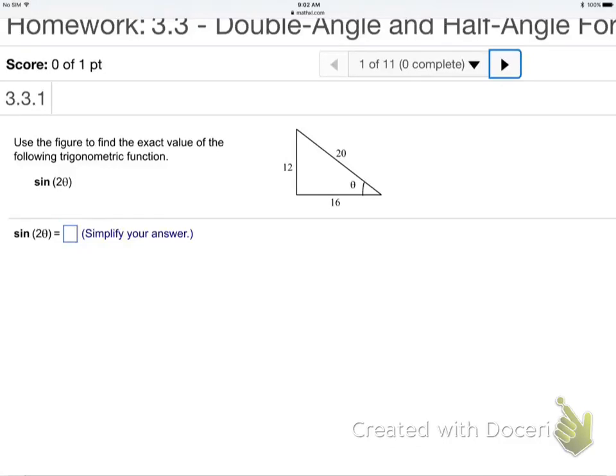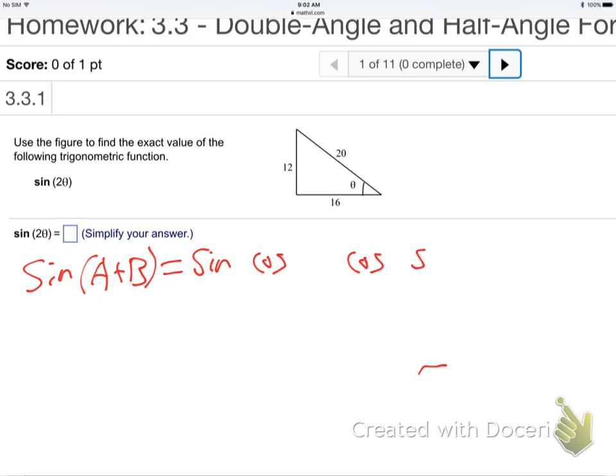Yeah, remember, we did the sine of 2 theta. Well, I should say, we didn't do the sine of 2 theta, but we did the sine of a plus b, right? And what's 2 theta but theta plus theta? Get the idea? So first off, what's the sine of a plus b? It's the sine, cosine, cosine, sine. Remember that whole thing?